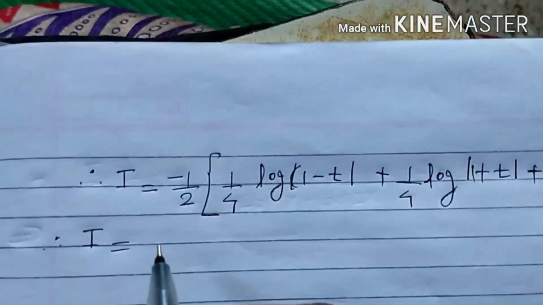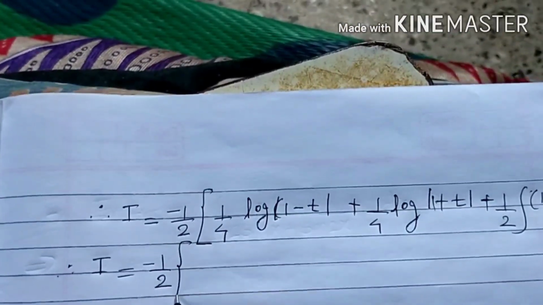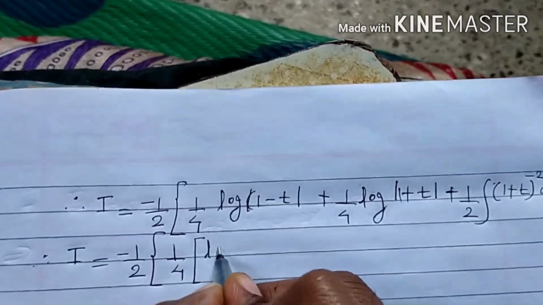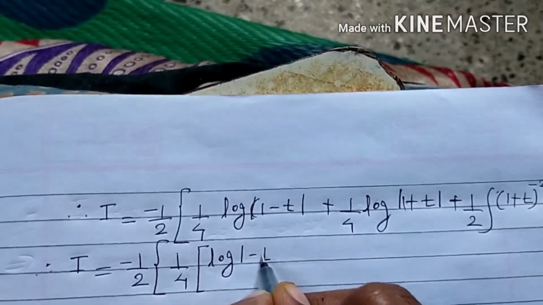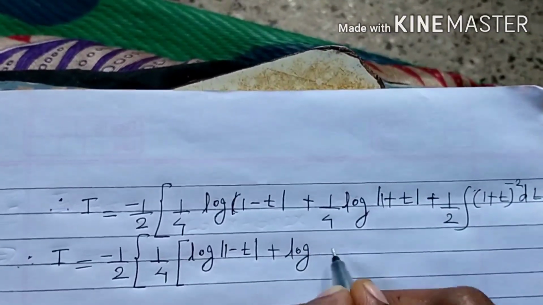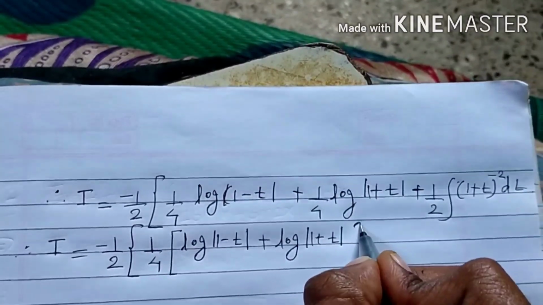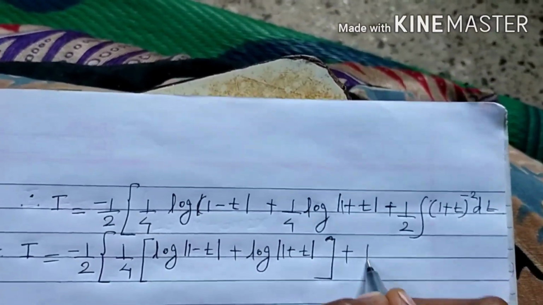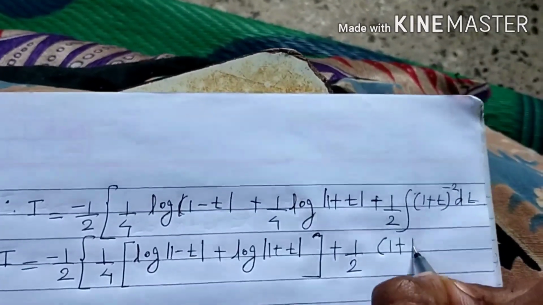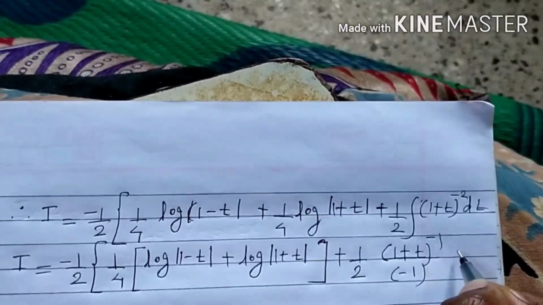Therefore I is equal to minus 1 by 2, this 1 by 4 take common, so it is 1 by 4 log of 1 minus t plus log of 1 plus t, plus 1 by 2, it is the integration, so it is (1 plus t) raised to minus 1 upon minus 1, plus c.